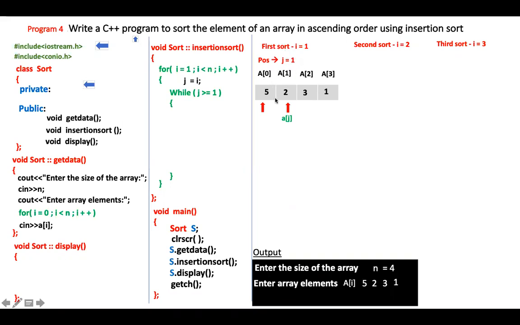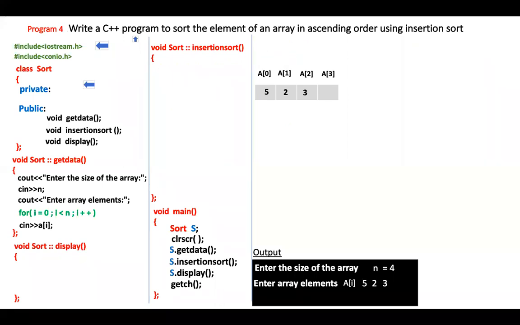Sir, can you explain it from the for loop, sir? Explain the for loop. Okay, for loop. Till here, I think you people have understood it.